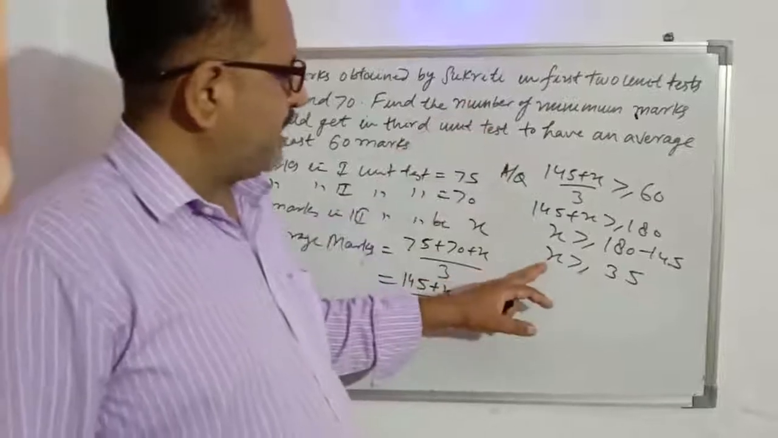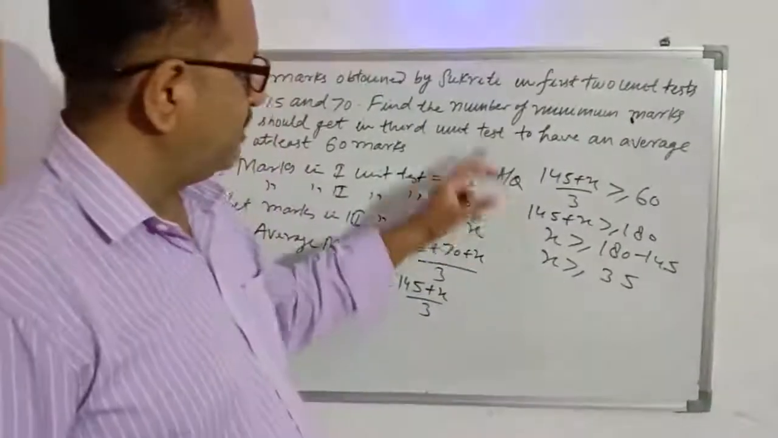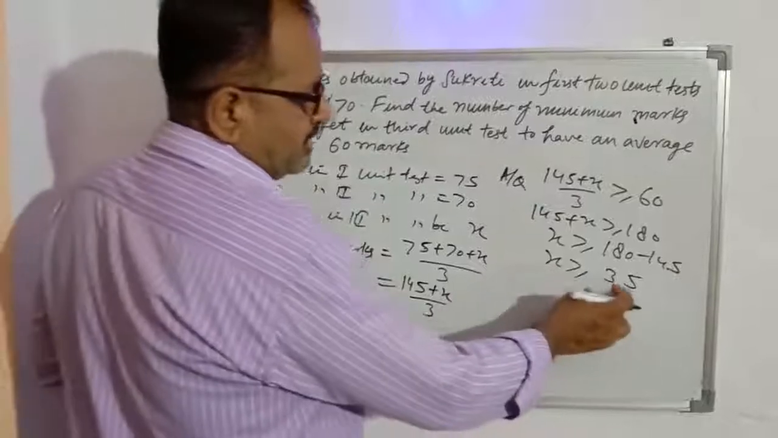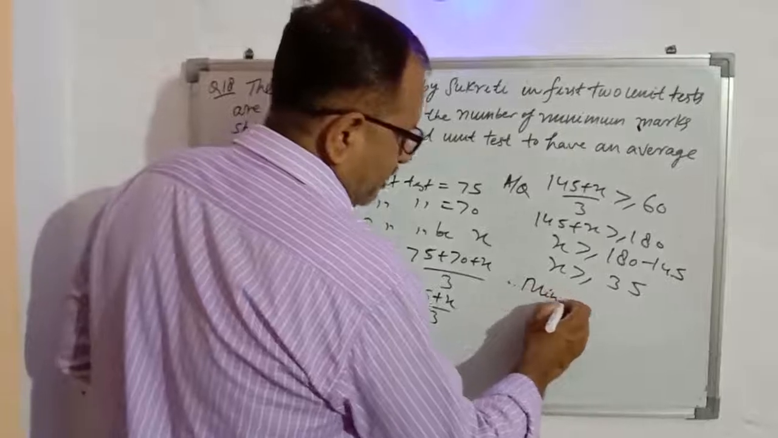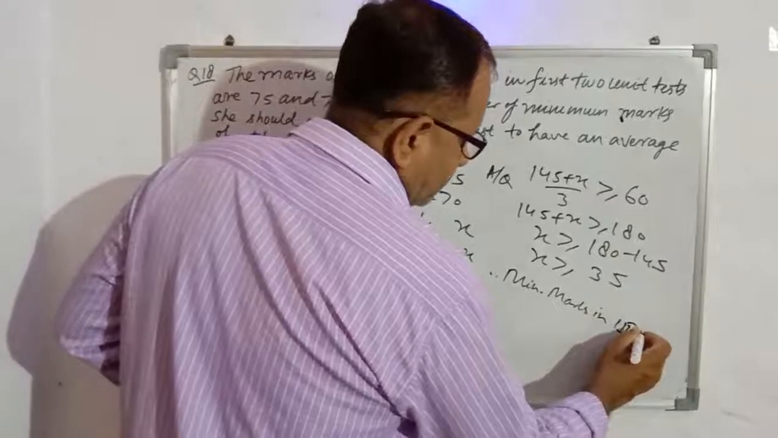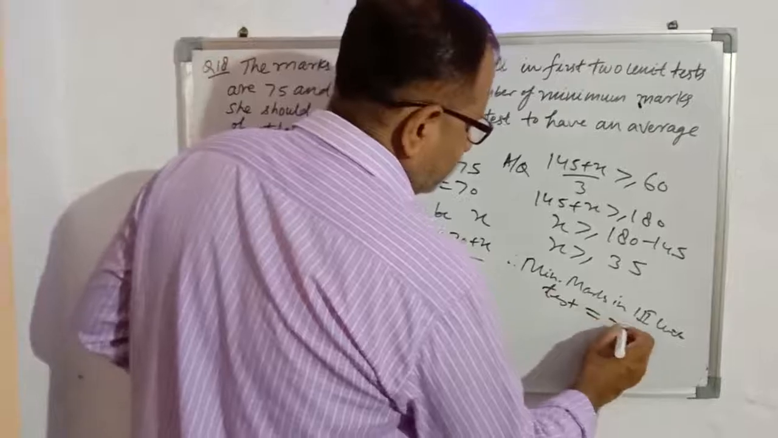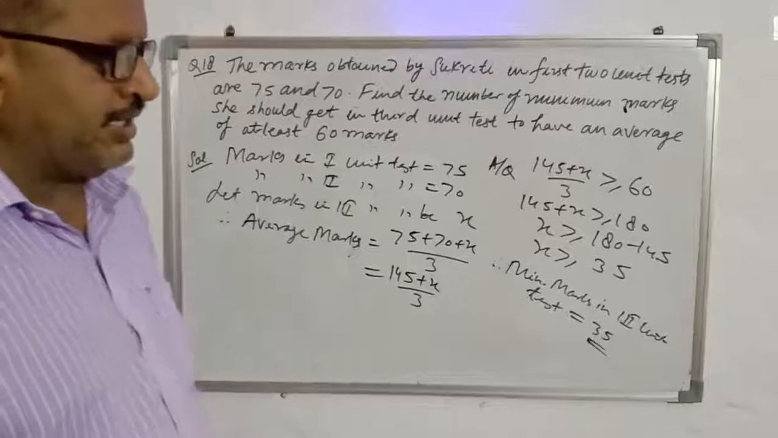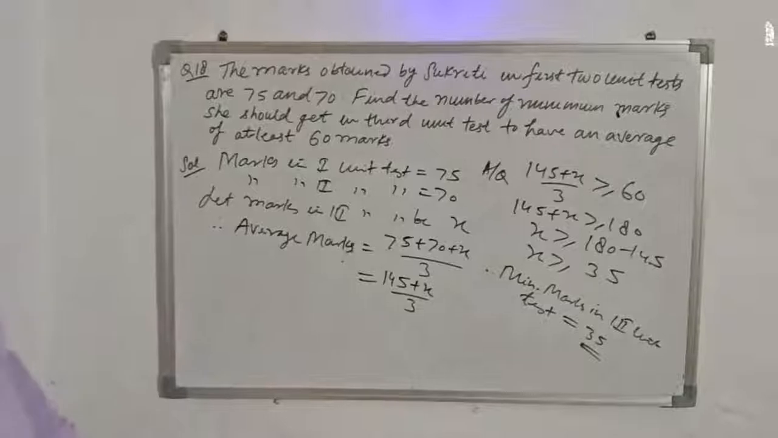So marks in the third test should be greater or equal to 35. But here it is asking what should be the minimum marks. So minimum mark in the third test will be 35. Therefore minimum marks in third unit test is equal to 35 to get at least 60 marks as an average. So answer will be 35 marks. So it was question number 18.